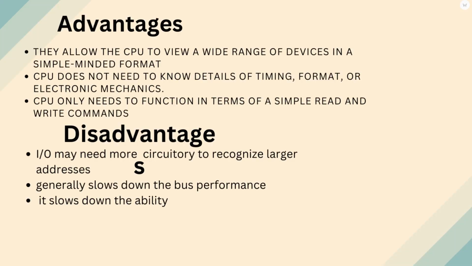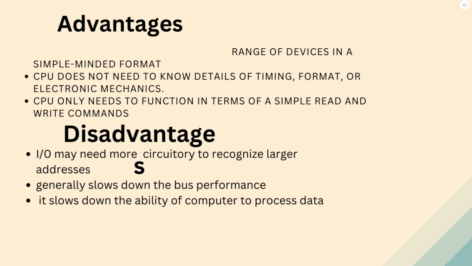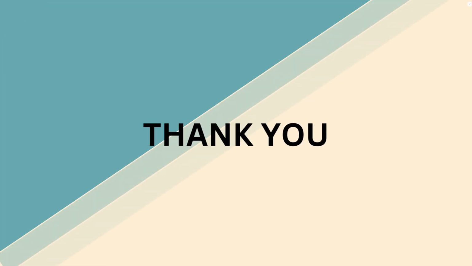So we will learn about advantages and disadvantages of input-output modules. Advantages are they allow the CPU to view a wide range of devices in a simple-minded format. CPU does not need to know details of timing, format, or electronic mechanics. CPU only needs to function in terms of simple read and write commands. Disadvantages are input-output modules may need more circuitry to recognize larger addresses, and the input-output module generally slows down the bus performance, and it also slows down the ability of the computer to process data. That's it. Thank you for listening.